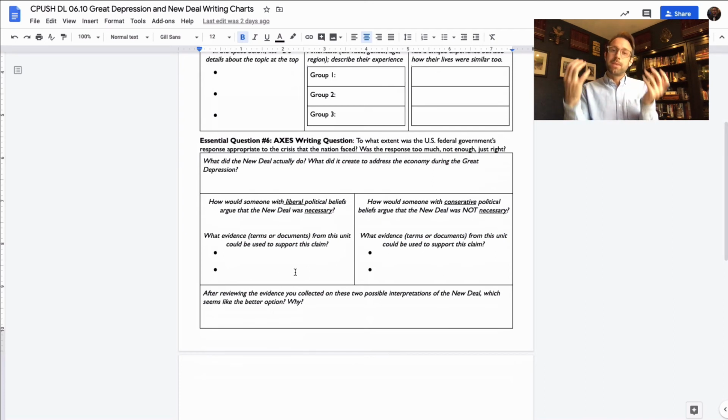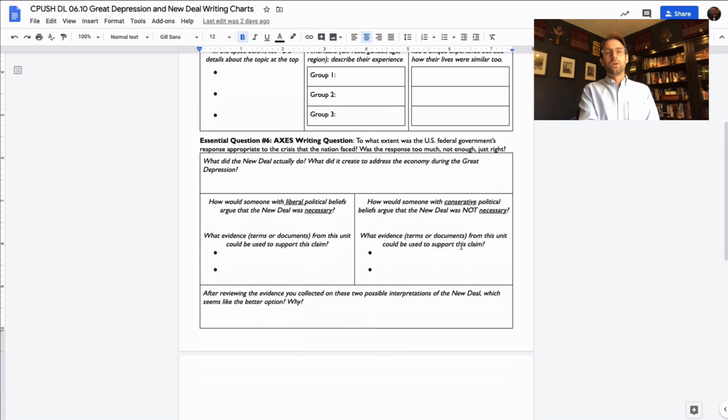And next is about making up your mind. After reviewing the evidence you collected on these two possible interpretations of the New Deal, which one seems like a better option? This is you self-assessing. Do you have more liberal or conservative beliefs? Are you more of a liberal? Do you think that the government should interfere during a crisis of the economy? Or are you more of a conservative and say the government should stay out of the economy and let it work its own way out of things?